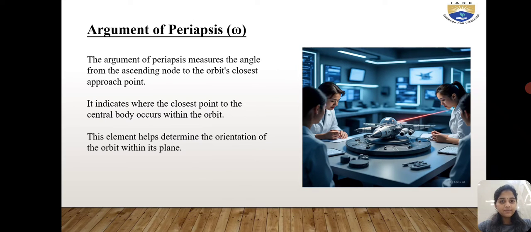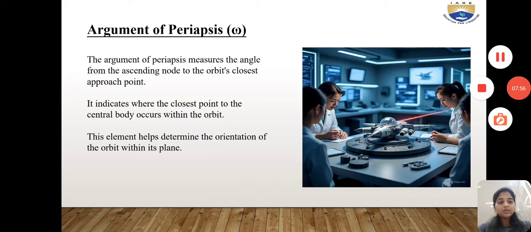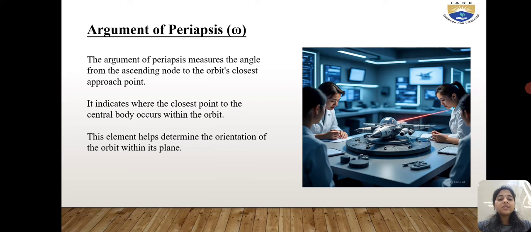Argument of periapsis. The argument of periapsis measures the angle from the ascending node to the orbit's closest approach point. It indicates where the closest point to the central body occurs within the orbit. This element helps to determine the orientation of the orbit within its plane.